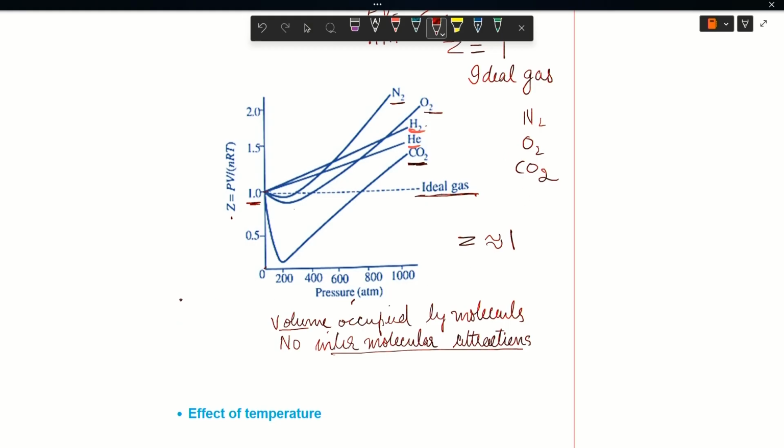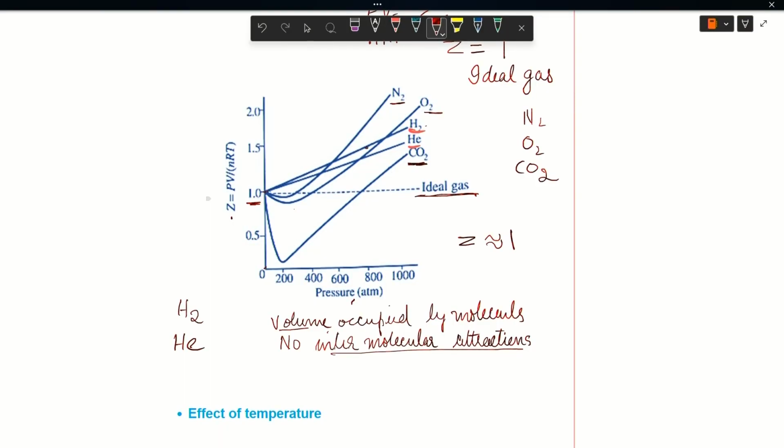When we take the case of hydrogen and helium, you can see that they are not as compressible as an ideal gas, because their values are more than that for an ideal gas. Now, let us see what is the effect of temperature.